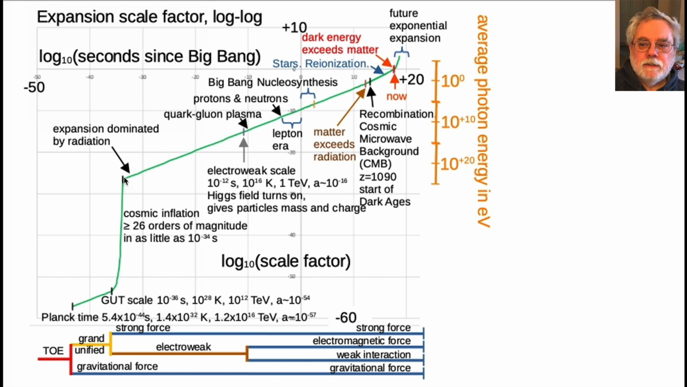After cosmic inflation and for the next 50,000 years, the expansion of the universe was dominated by radiation, elementary particles moving through the universe at or near the speed of light. Radiation energy density was proportional to 1 over the 4th power of the scale factor. The scale factor was increasing proportional to the square root of time, increasing but decelerating. Radiation energy density was decreasing proportional to 1 over the square of time.